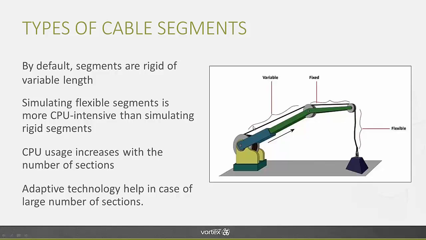In this diagram, the cable from the winch to the first pulley is variable length, since the winch can add or remove cable. The segment length between the pulleys is fixed, since it doesn't change length, and the segment between the last pulley and the attachment point is flexible.